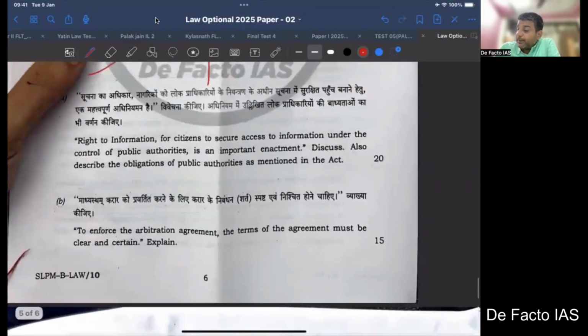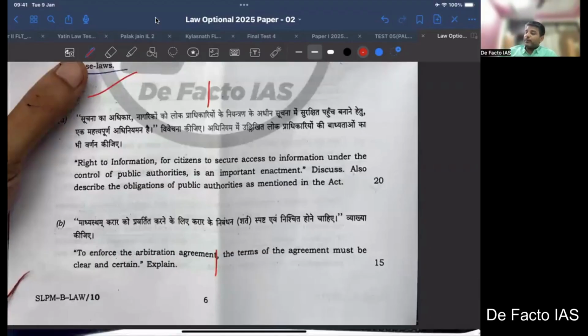Now 8A says right to information for citizens to secure access under the control is an important enactment. Again, it is a prelude, also discuss the obligation of public authority, right? That is the main question. So first is the philosophical part, very important. It is like sunlight is the best disinfectant, so more of a GS kind of thing. Then the second point becomes very important: the obligation of the public authority.